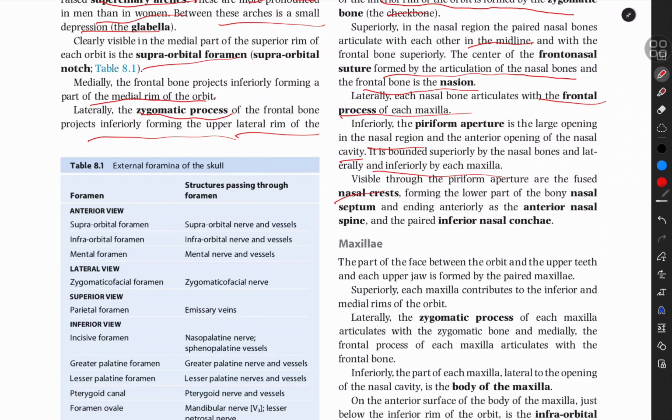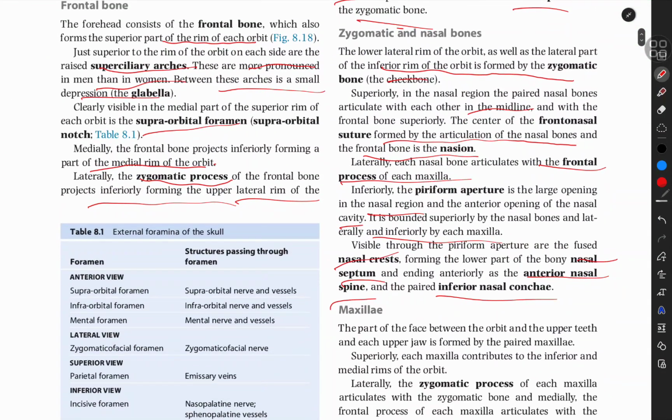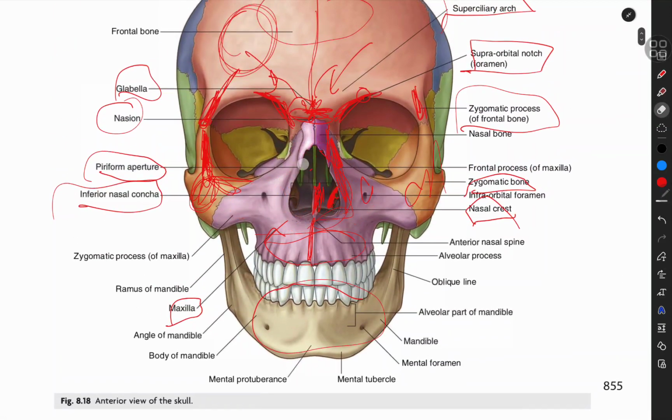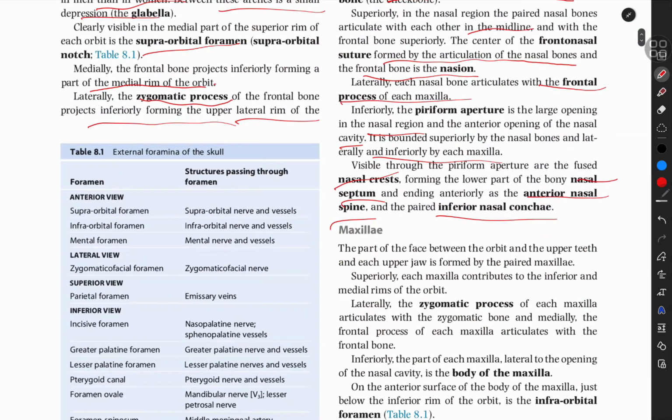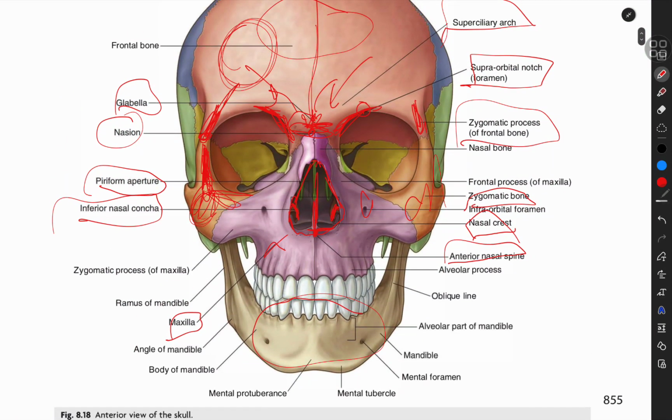Visible through the piriform aperture are the fused nasal crests forming the lower part of the bony nasal septum and ending anteriorly at the anterior nasal spine, and the paired inferior nasal conchae. This is the inferior nasal concha. This is the anterior nasal spine. And this opening is the piriform aperture. This one is the nasal crest.